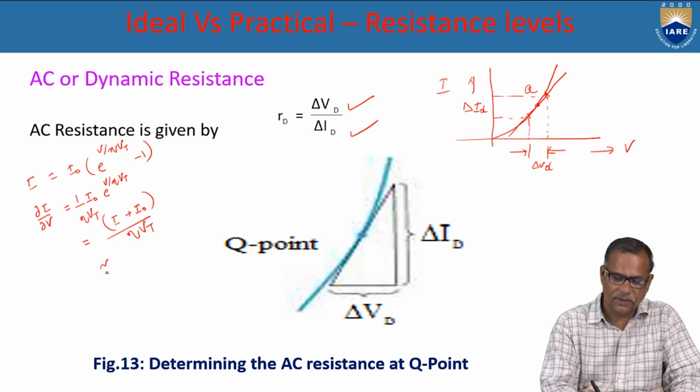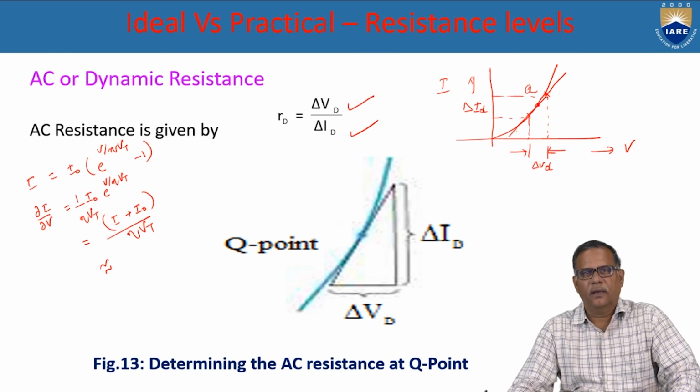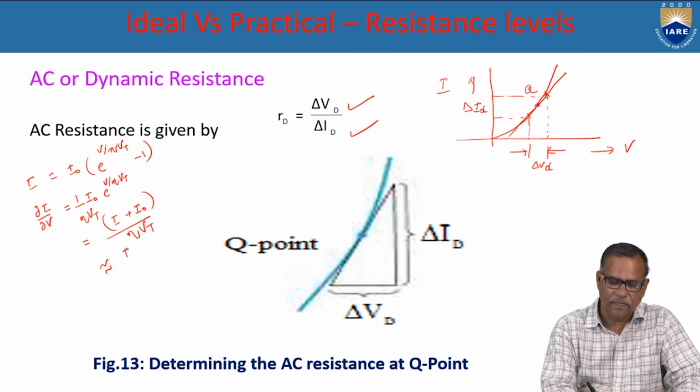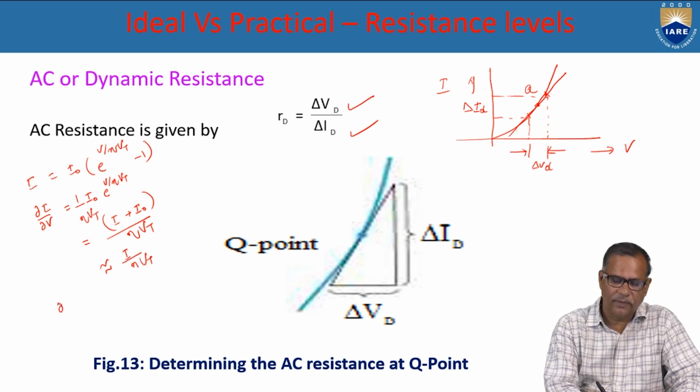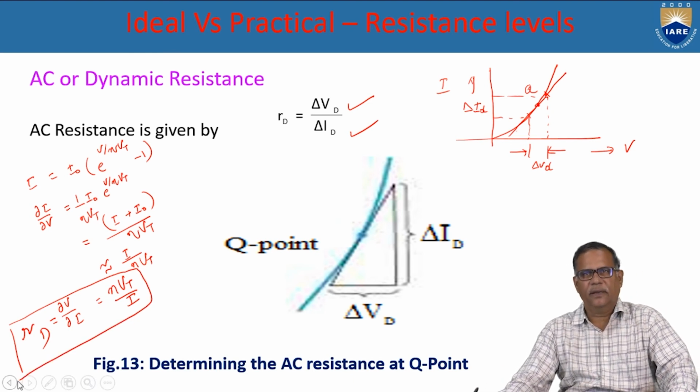So this is approximately, as the reverse saturation current is negligible compared with the actual current flowing through the diode, we can say that this is equal to I by eta Vt. So dou V by dou I is equal to eta Vt by I. So this is nothing but the dynamic resistance. So this way also the dynamic resistance can be calculated.